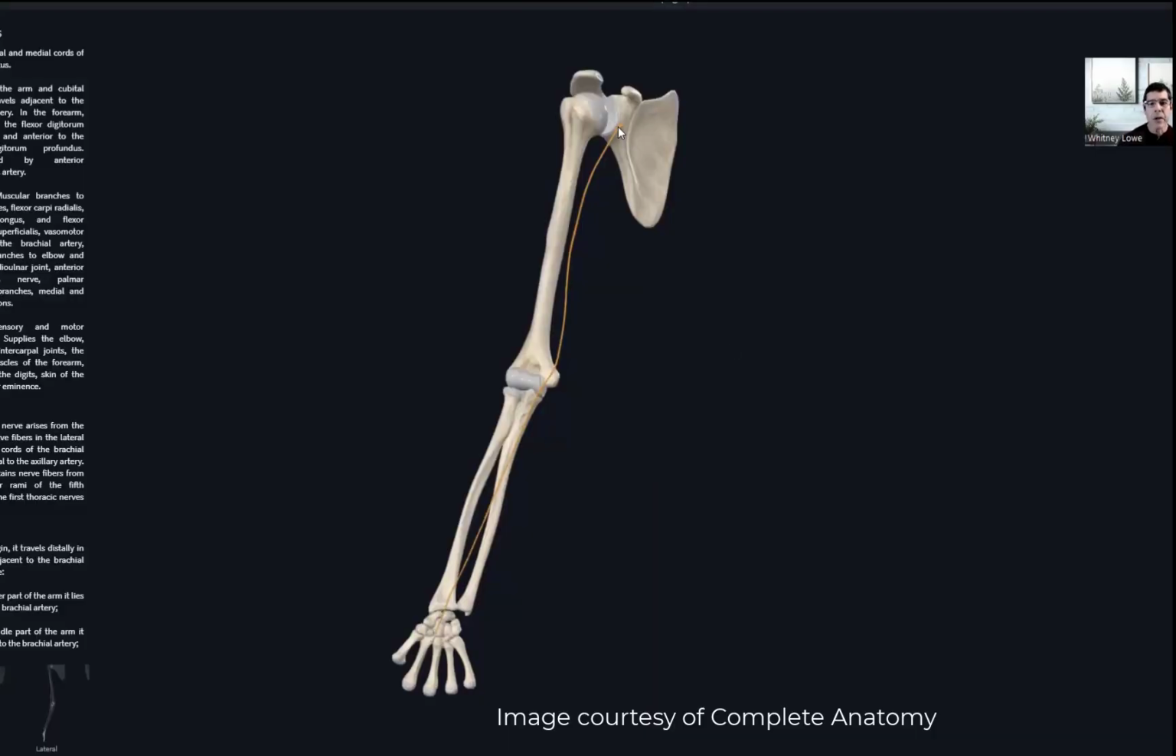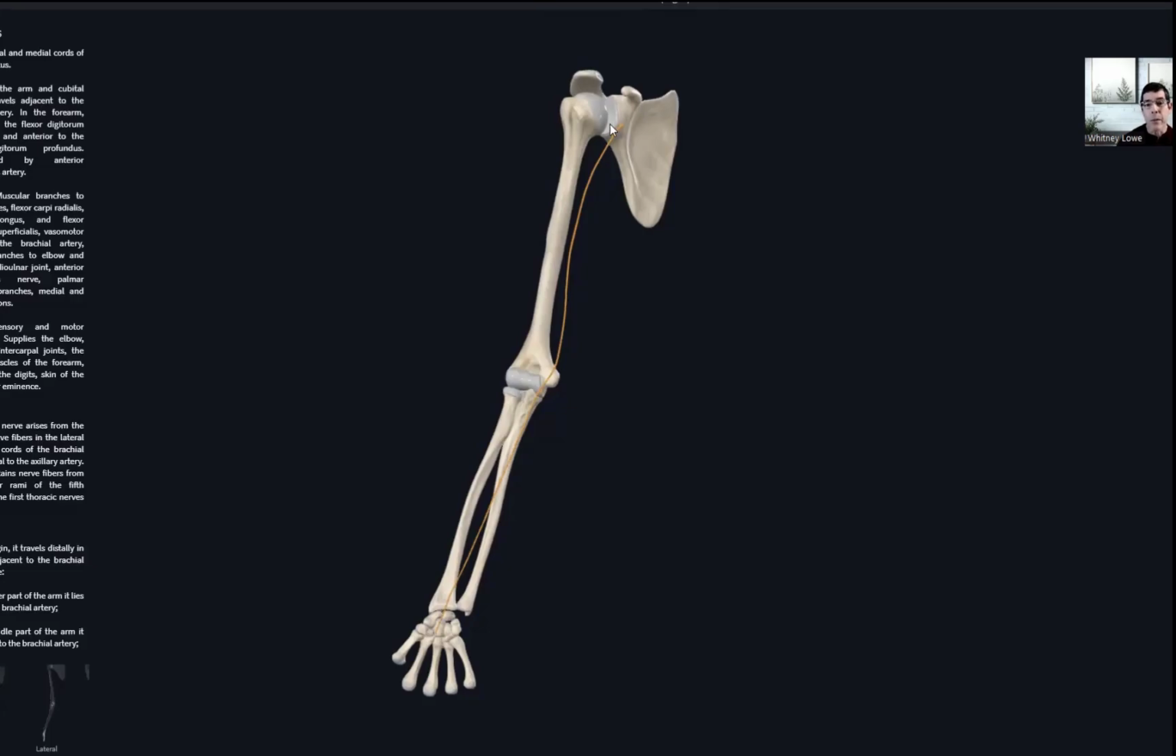You'll notice it's coming out of the shoulder region here, coming down through the upper arm region and across the anterior part of the elbow. And what that means, since it crosses the anterior part of the elbow, is that when your elbow is in flexion, that nerve is going to be slackened somewhat in this area. So it's going to decrease tension on the overall median nerve. As you move your elbow into extension, that nerve is going to get pulled taut a bit more.